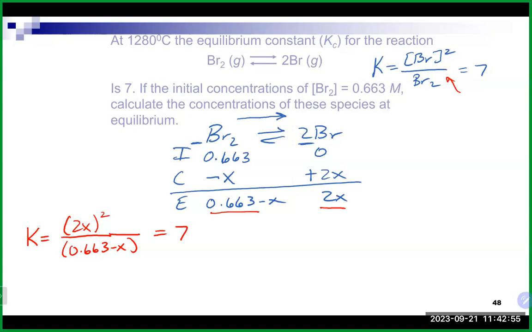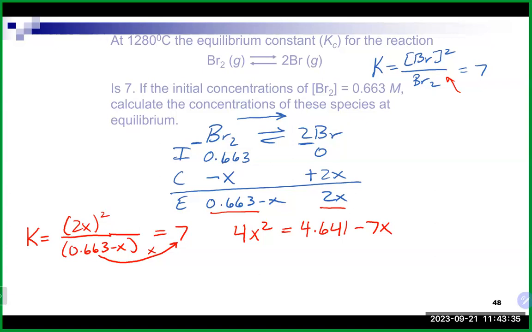We've got to do a little cleaning up here. I'm going to do the top part first. As I mentioned, we want to square not only the x, but also the 2, which is a super common mistake that people make. They just leave it as 2. We are also going to multiply what's on the bottom to the other side. That gives me 0.663 times 7, which gets me 4.641 minus 7x.